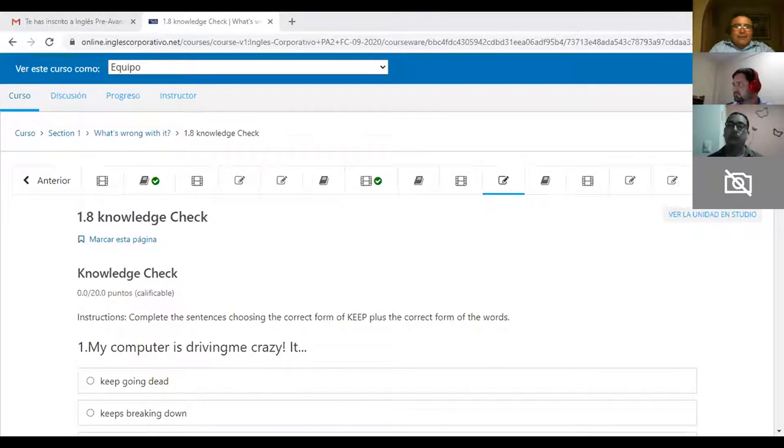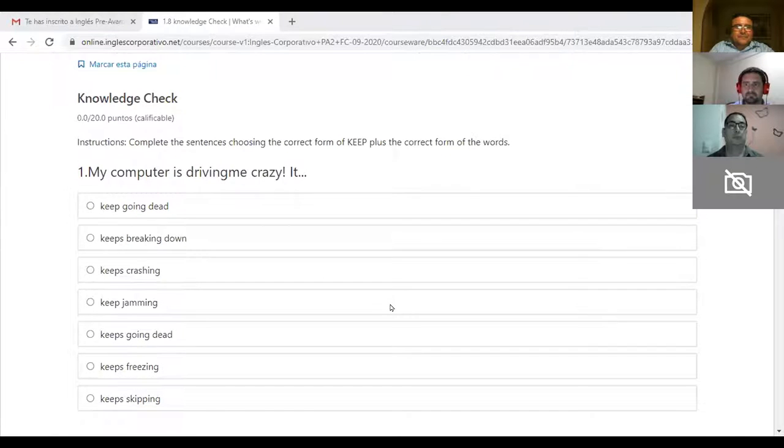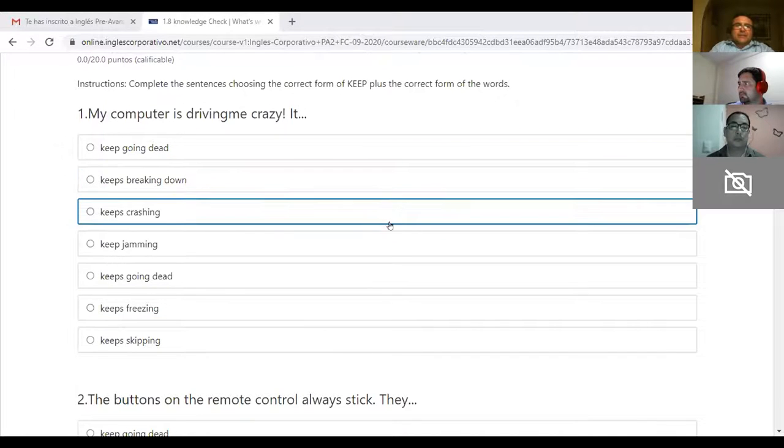Okay, so let's begin. Let me show you this page. Have you gotten to this part yet? Not completely, in my case. Okay, all right. So let me explain this. When you want to express problems, this is the structure that we use. How do you say, el carro sigue haciendo ruido?